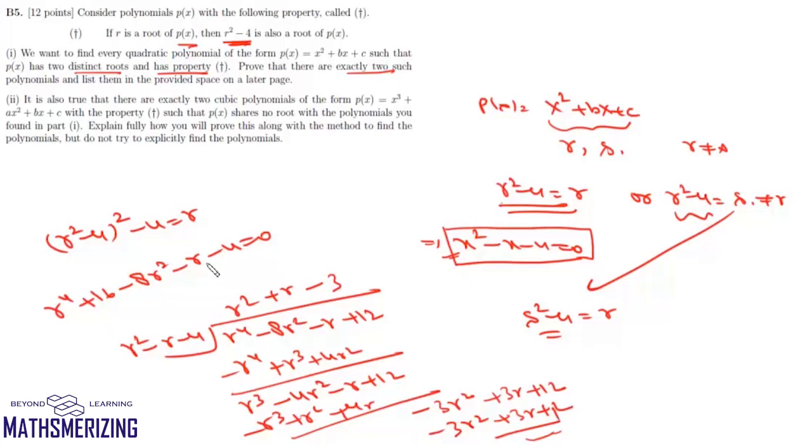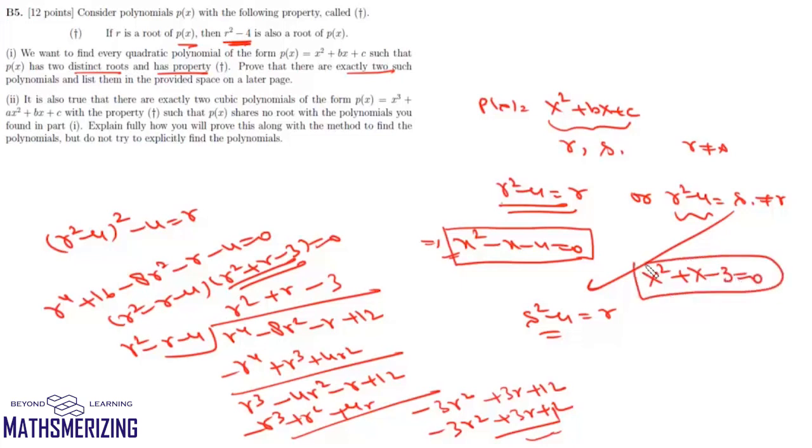So we can factorize this biquadratic as r square minus r minus 4 into r square plus r minus 3 equals 0. So now we have our other quadratic expression as well, and it'll be x square plus x minus 3 equals 0. So there'll be two such quadratic polynomials possible.